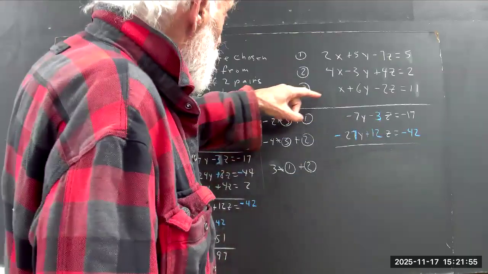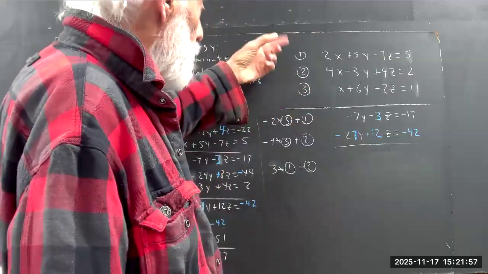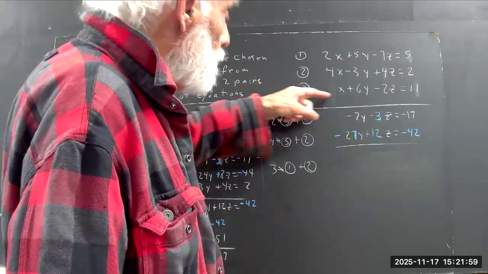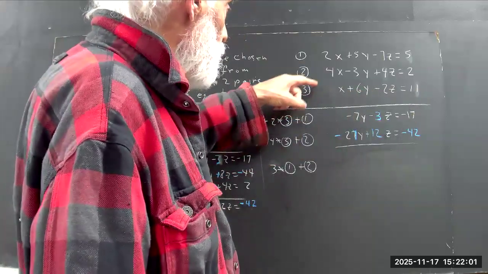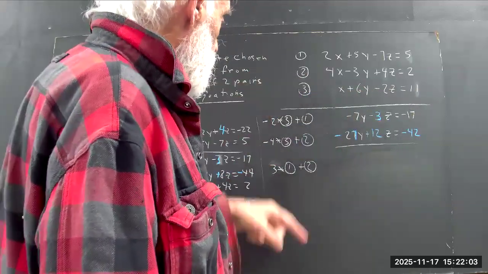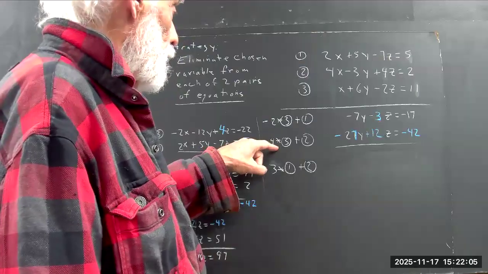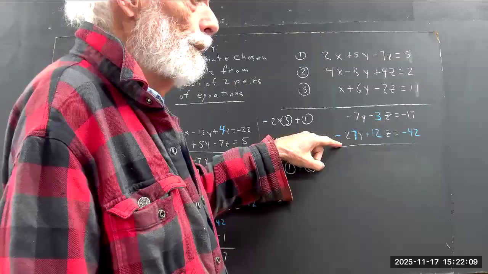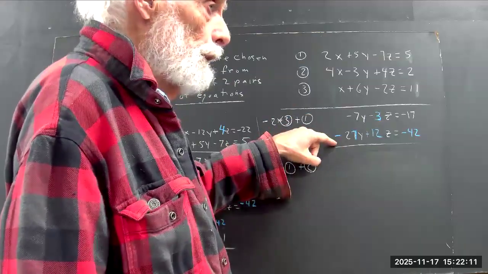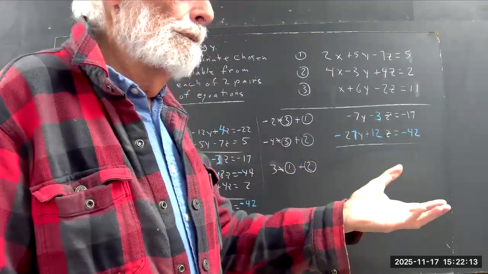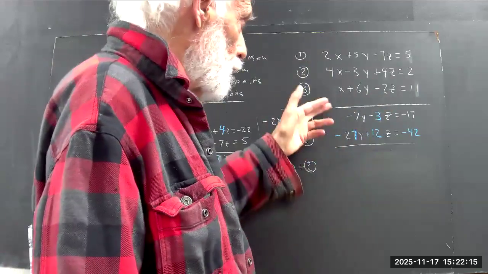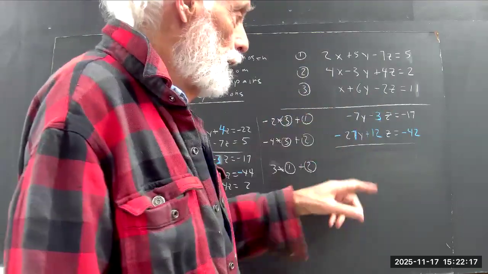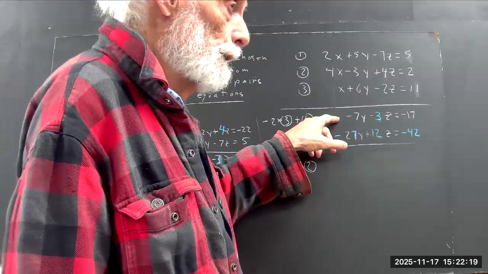Then we eliminate x from another pair of equations. Multiply the third equation by negative 4 and add it to the second. Negative 4 times the third equation added to the second gives us this. Now, you should do that and verify it. Don't just take my word for it, do it and verify it and make sure these equations are correct.